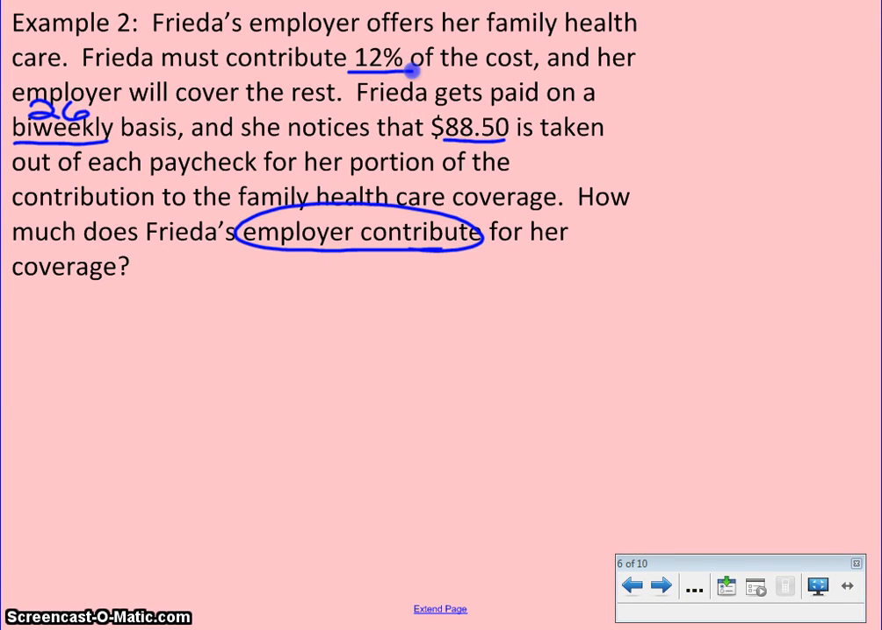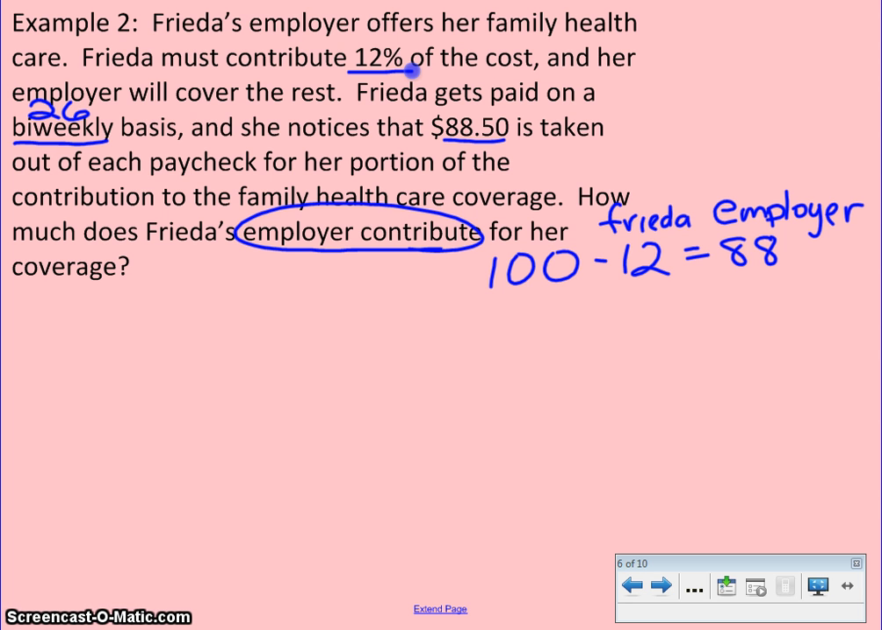So let's go through this. 100% is the total cost of the insurance. We know that Frida pays 12% of that, and therefore, the employer pays the other 88%. So we've got it broken down there.